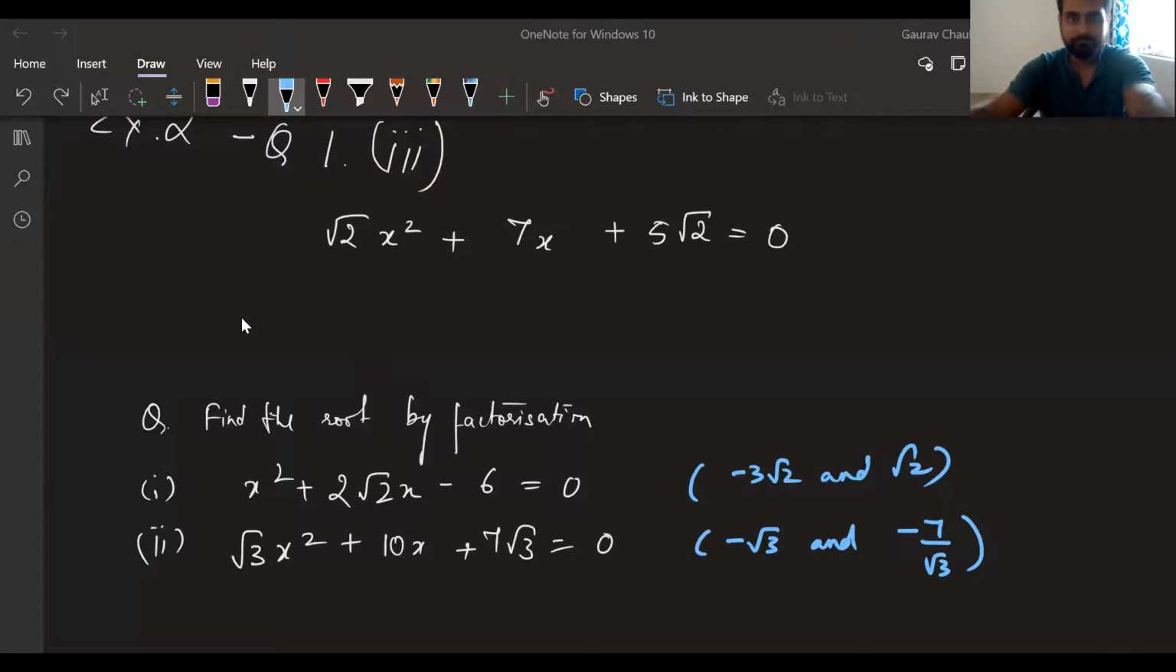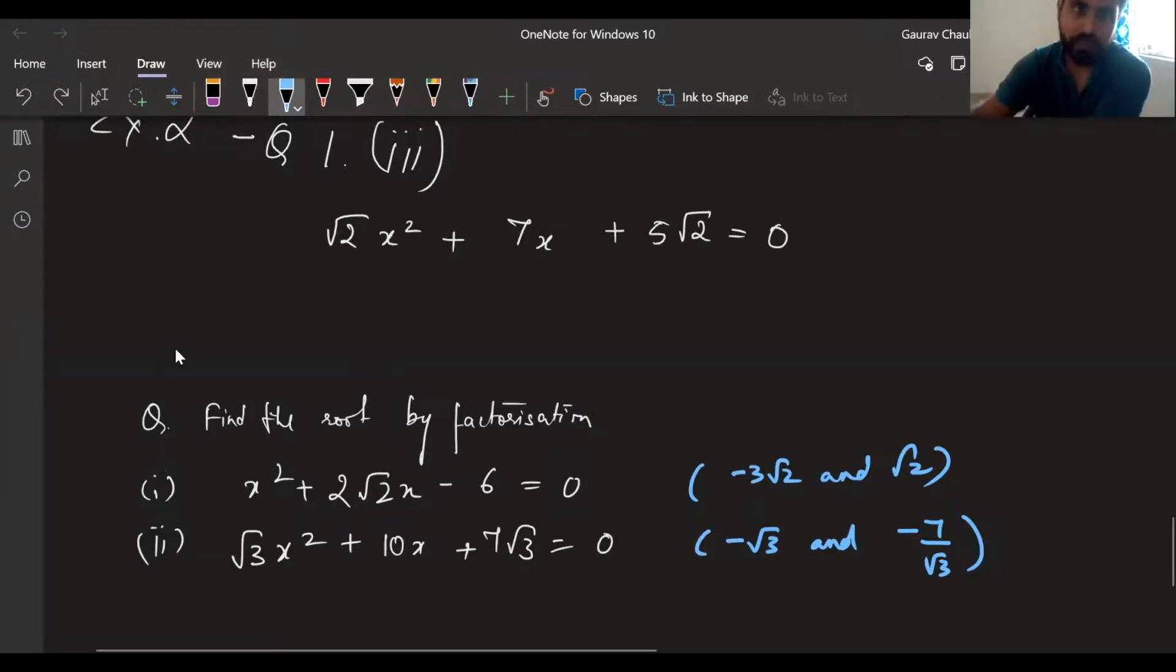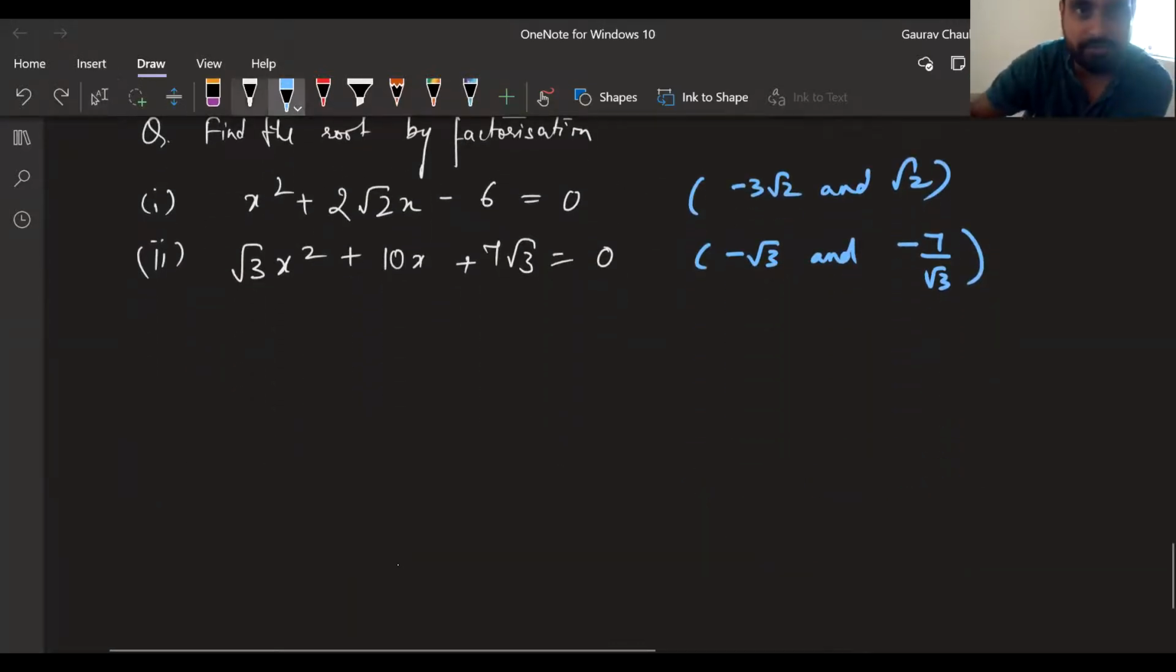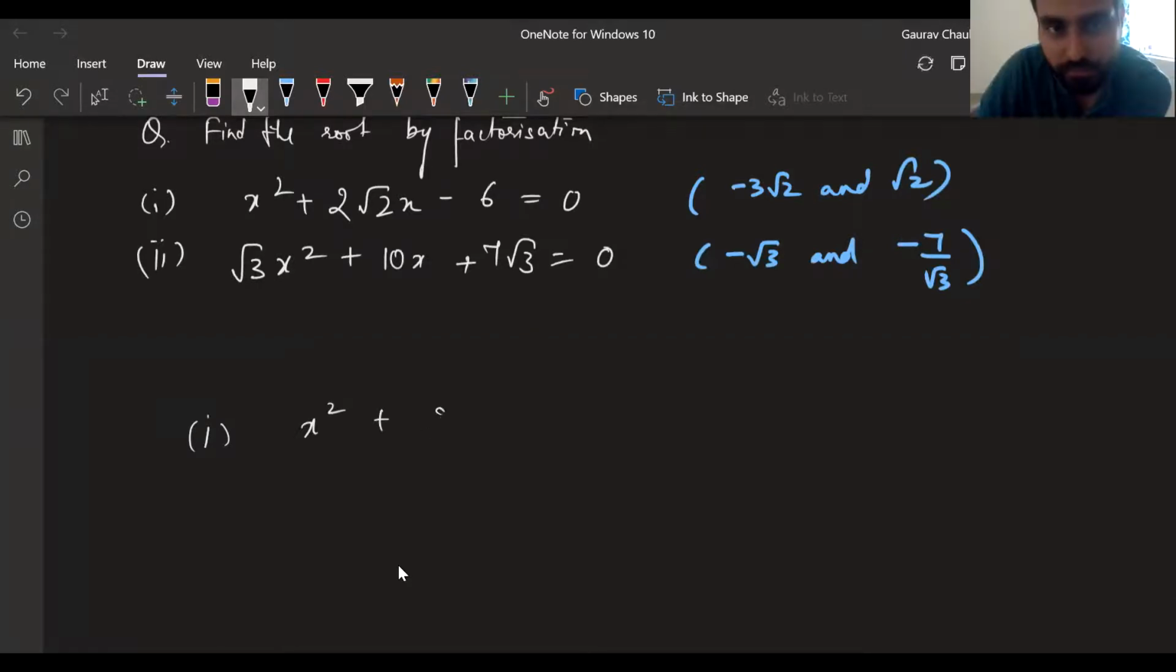Go ahead. Sir, the first question I'm not able to do, sir. x square plus 2 root 2x minus 6. Okay, let's do that. It's very interesting actually. The first question, x square plus 2 root 2x minus 6. Is there anyone who would like to do this with me? Who has done it? Nishchay, you can lower your hands. Anyone who cracked this? Go ahead, Riza.